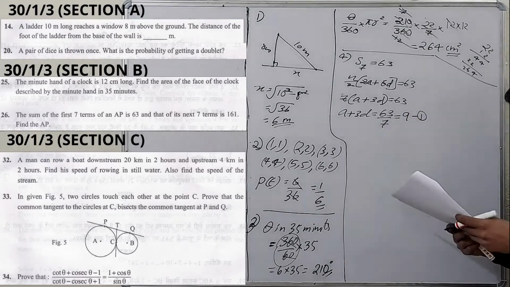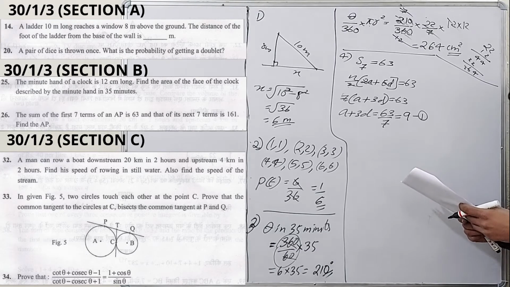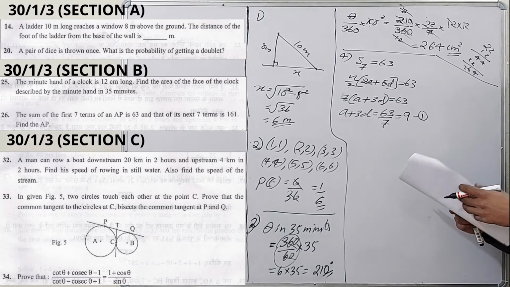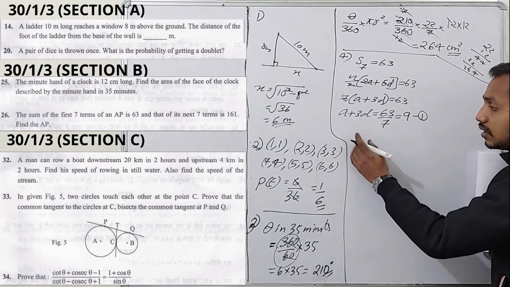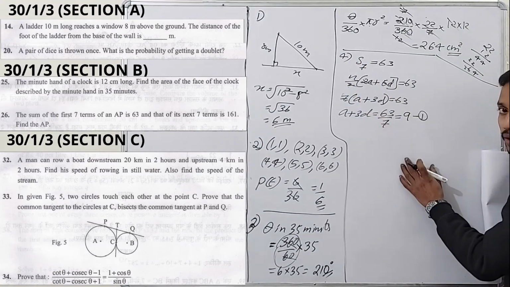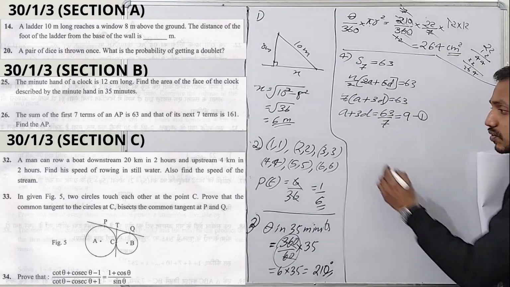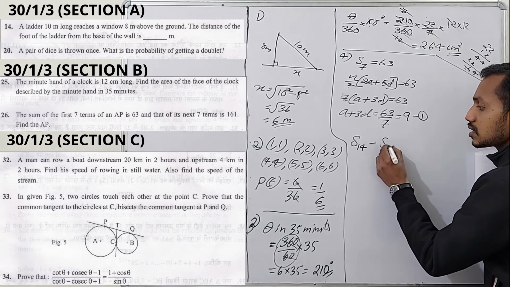Okay. Now come to the second condition, and that of its next 7 terms is 161. That means not the sum. Next 7 terms means the sum of first 7 terms we obtain. Then the sum of next 7 terms will be sum of 14 minus sum of 7.